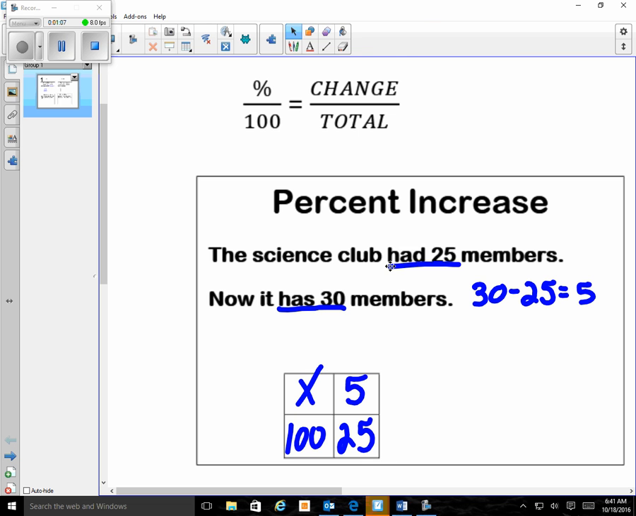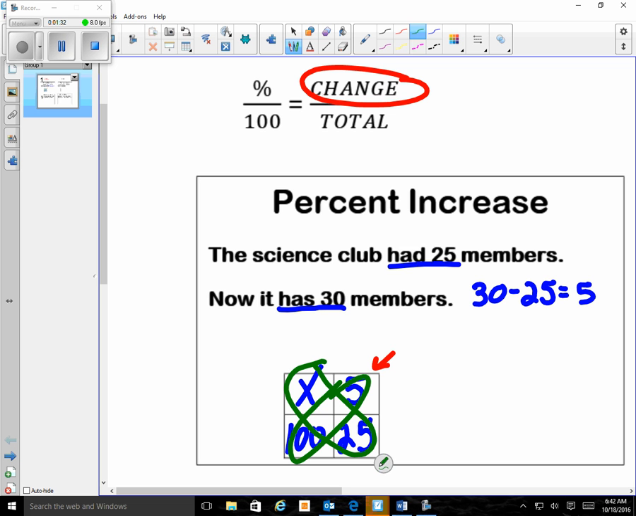The biggest mistake we see students make is with this 5 right here, the change. They forget to subtract, take the difference, and they will put 30 there, and then their answer is incorrect. So just make sure you pay attention to what the change actually is.